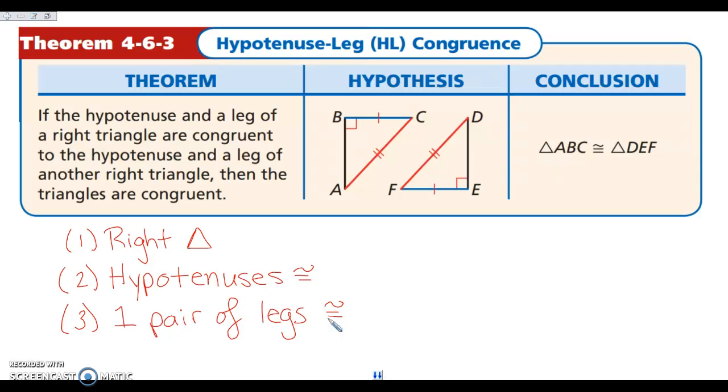Okay, again, you need to prove that you have a right triangle. You need to prove that your hypotenuses are congruent. And remember that your hypotenuses are always across from your right angle. So here's my right angle. This is my hypotenuse over here. All right. So your hypotenuses are congruent, and then one pair of the other two sides are congruent. Okay, so I could have BC congruent to FE like I have here, or I could have been given BA congruent to DE. Either one, it doesn't matter. I just need to know one of the two pairs of legs are congruent.